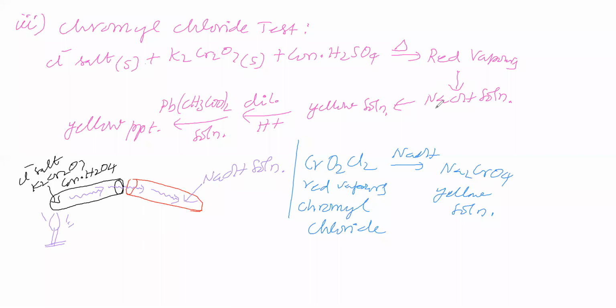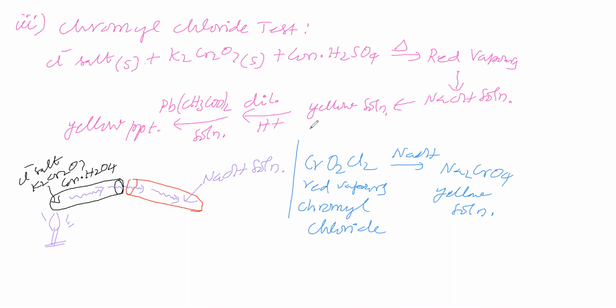Take sodium hydroxide solution in excess because this is being produced and we do not know how much it will produce. If sodium hydroxide is in excess, the chromyl chloride reacts completely and becomes sodium chromate, so some sodium hydroxide will remain in this solution. We take it in excess because we do not know how much red vapor will be produced.